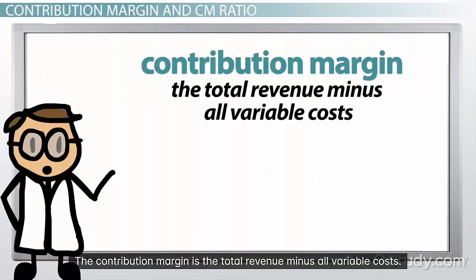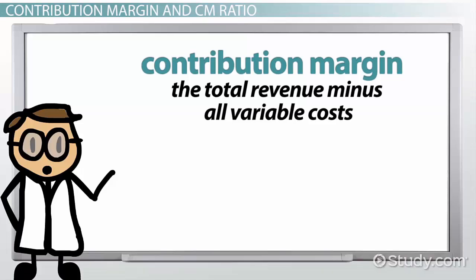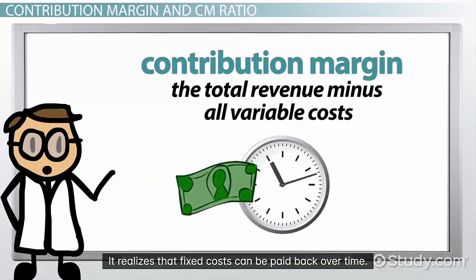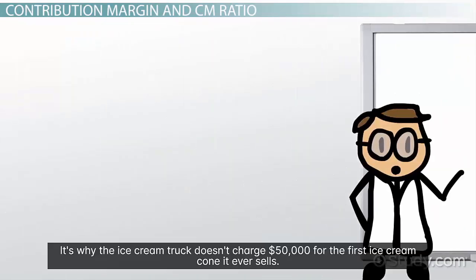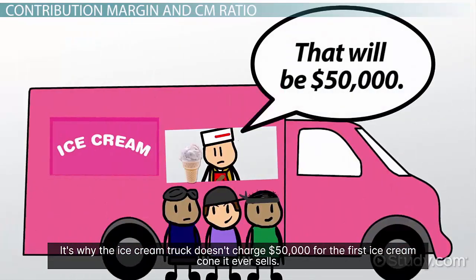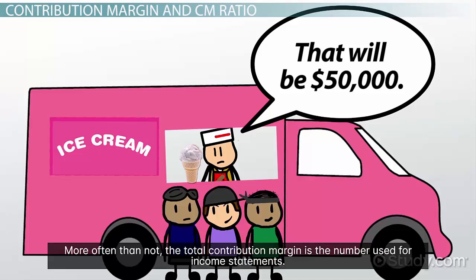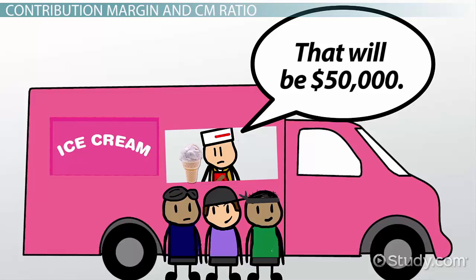The contribution margin is the total revenue minus all variable costs. It realizes that fixed costs can be paid back over time. It's why the ice cream truck doesn't charge $50,000 for the first ice cream cone it ever sells. More often than not, the total contribution margin is the number used for income statements.